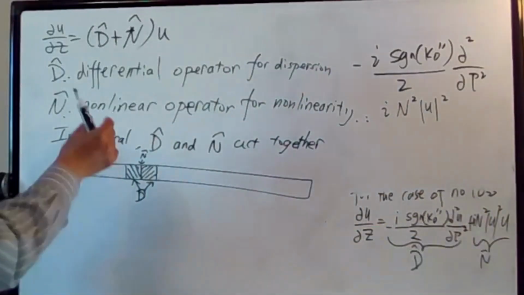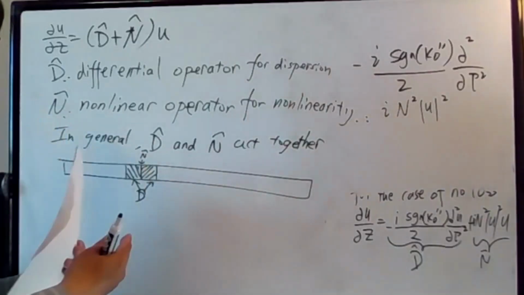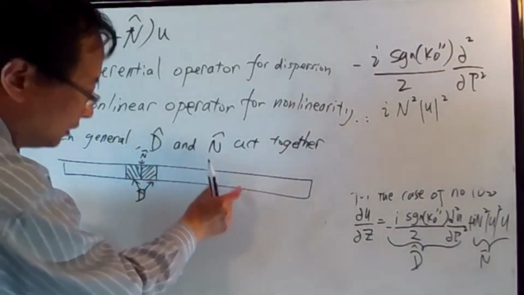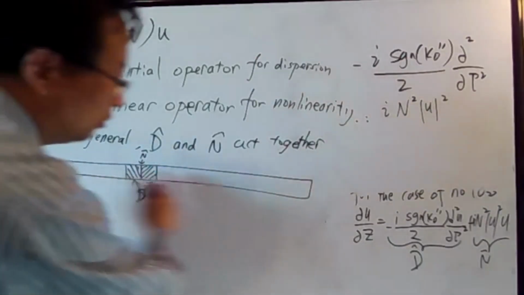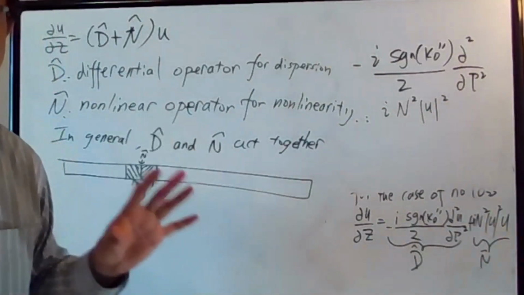So in the end, we take small steps. We include the nonlinearity and the dispersion, and then we take small steps in order to make the propagation, right?